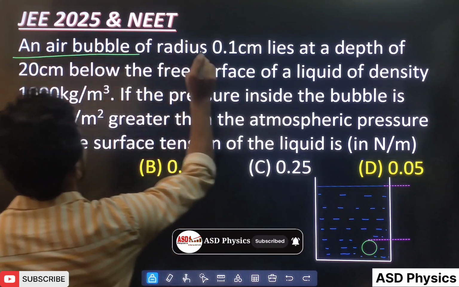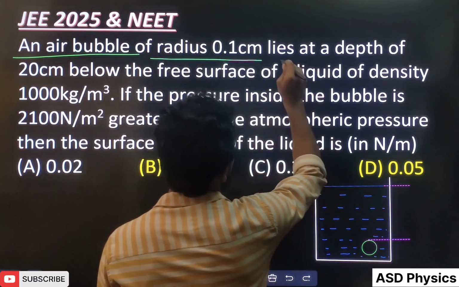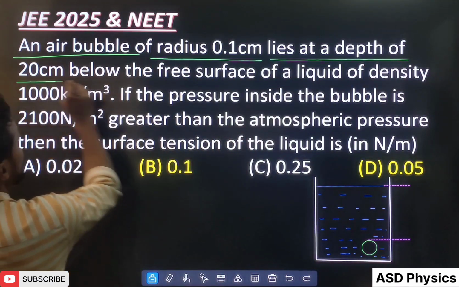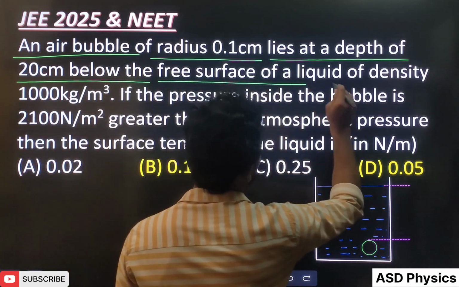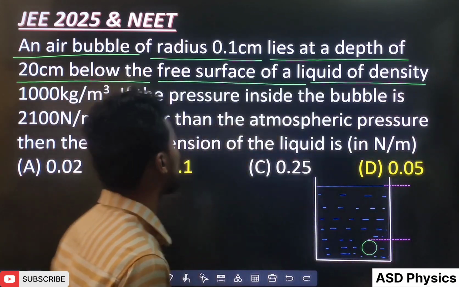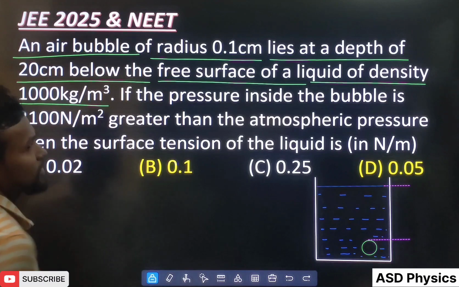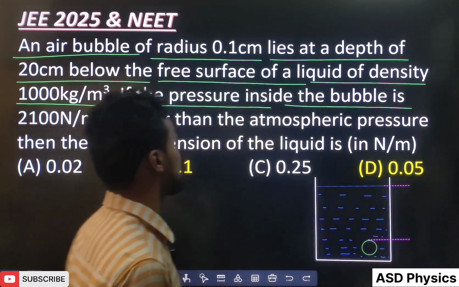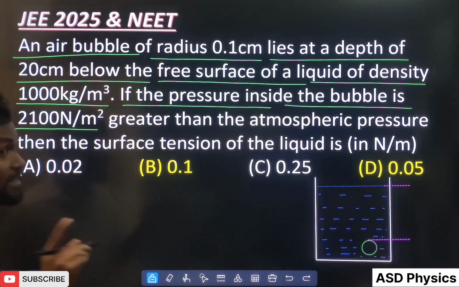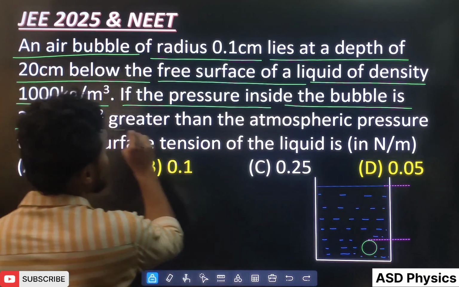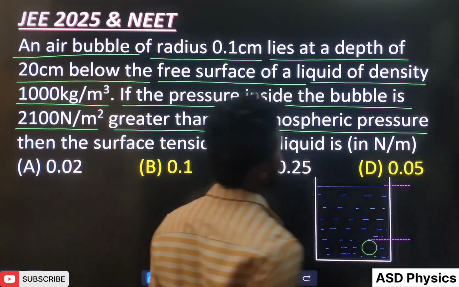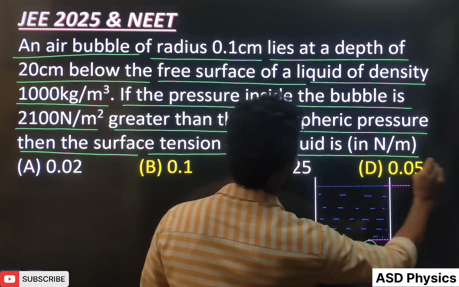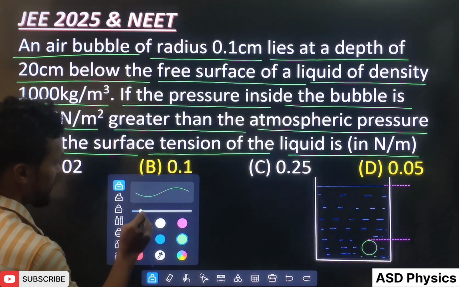So the question is: an air bubble of radius 0.1 centimeter lies at a depth of 20 centimeter below the free surface of a liquid of density 1000 kilogram per meter cube. Now, if the pressure inside the bubble is 2100 Newton per meter square greater than the atmospheric pressure, then what is the surface tension of the liquid, in terms of SI unit?